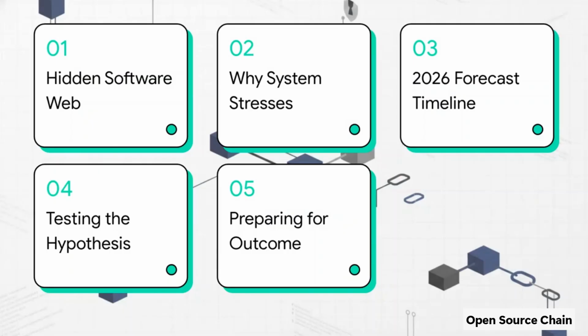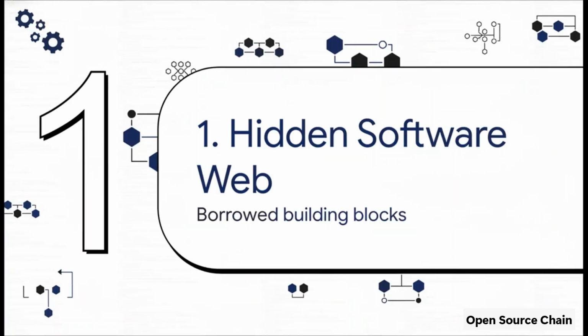Here's how we're going to break this down. 1. The hidden software web. 2. Why the system stresses. 3. The 2026 forecast timeline. 4. Testing the hypothesis. And 5. Preparing for the outcome. Okay, Section 1.